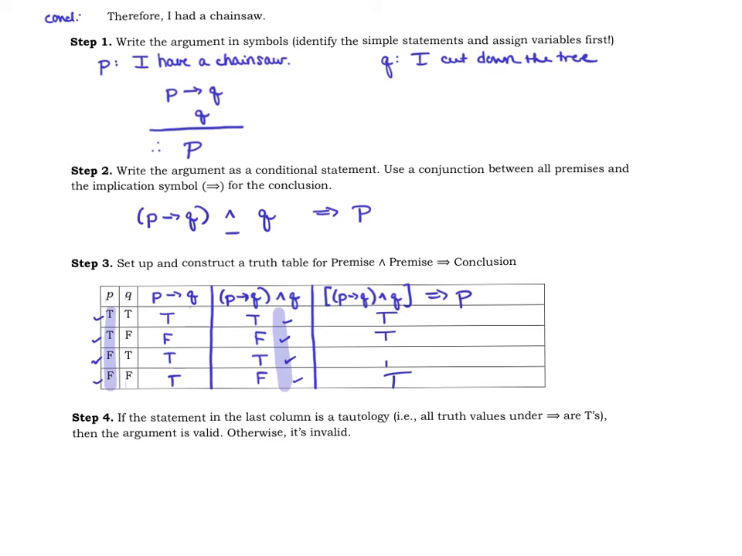Okay, so this is the first time we've seen that we don't have a tautology. We don't have trues all the way down. That makes this argument an invalid argument.